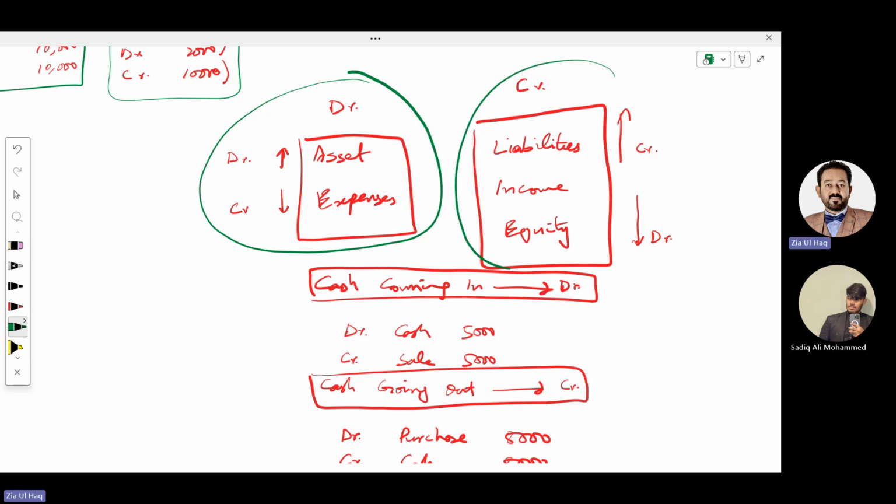Liabilities, income and equities have credit nature, and if they are increasing, we will credit them. Capital increasing, cash debit, capital credit. Payable increasing, we bought goods on credit. So purchases debit, payable credit. And when they are decreasing, we will debit them. We are paying to payable. So cash credit, what is debit? Payable, because payable is decreasing.